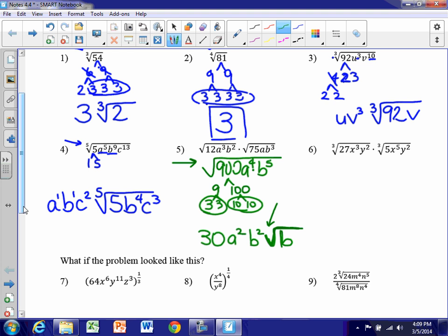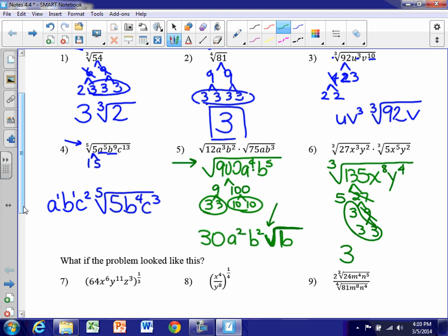All right, and then in number 6, we have a cube root, so that has to stay. Then we multiply 27 times 5. That's 135. Add the exponents, so we get x to the 8 and y to the 4. And then we break it down and look for 3 of a kind. Well, I don't know much about 135, so I'm going to go back to 5 and 27. 5 is done. 27 is 3 and 9. 9 is 3 and 3. And I'm looking for 3 of a kind, so I get to take out a 3.